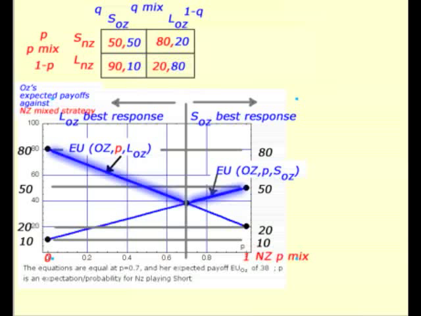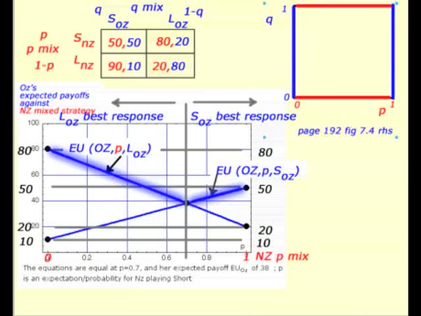Now, there's a little graph in the handout that has the Q mix on the left-hand side and the P mix on the bottom, okay? And the Qs are going from 0 to 1, and the Ps are going from 0 to 1.